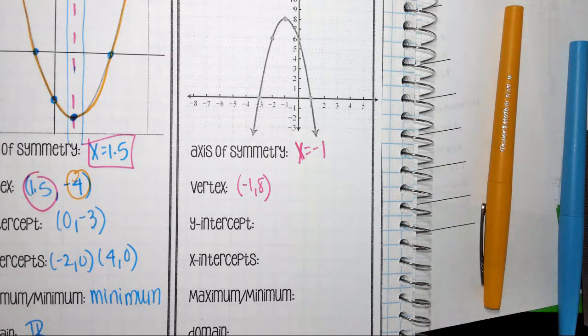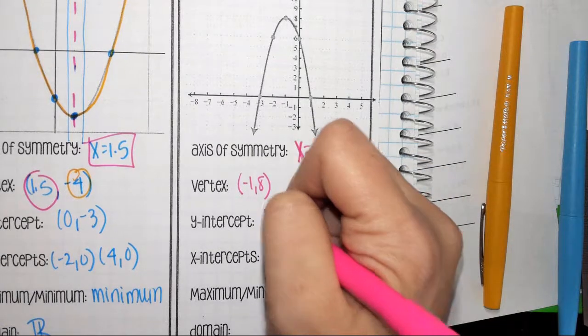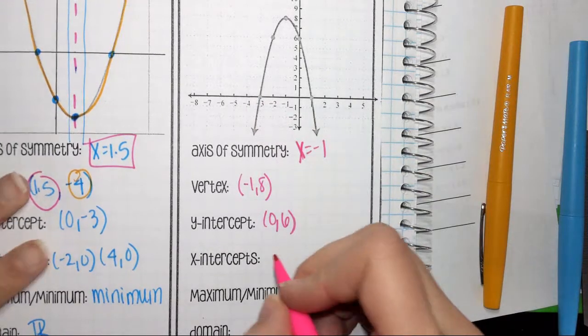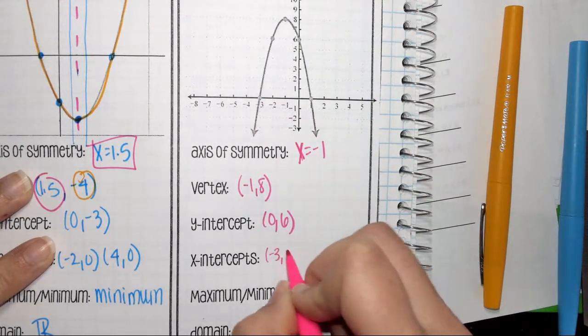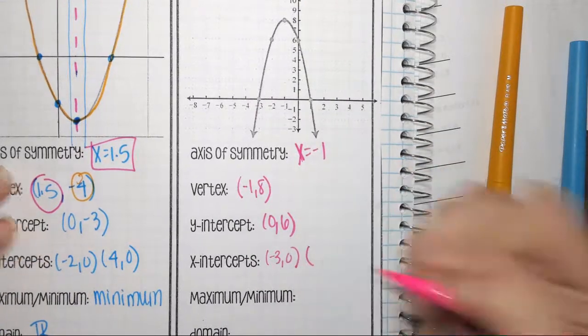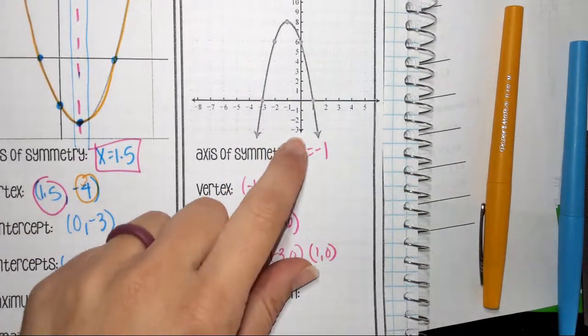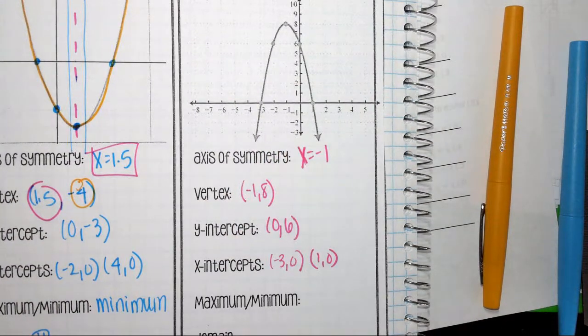What's our y-intercept this time? 0, 6. What are the x-intercepts? How many do we have? 2. Those are also known as solutions, zeros, and roots. Good. All right, so what's the one on the left? -3, 0. And the one on the right? 1, 0. Because if it was 0, 0, you know what words I'm trying to say to you. Good job.